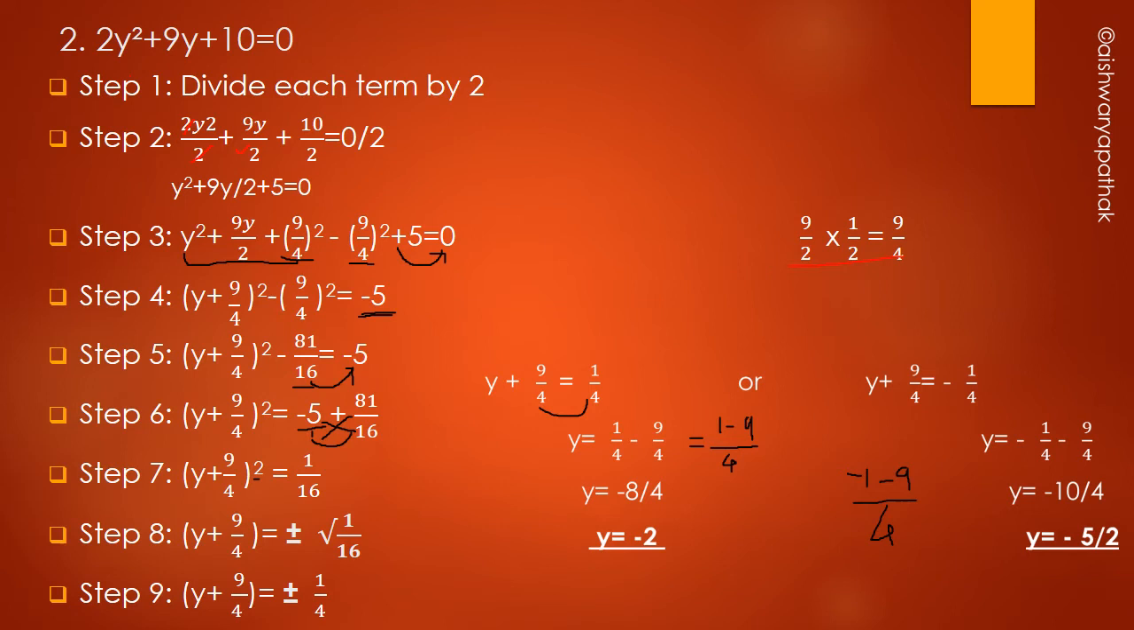Now in step 8, what you have to do? To remove this square sign, you have to take the under root sign to the other side. So plus minus under root 1 upon 16. Okay. Now what you have to do? You have to take it one time with plus and one time with minus. So let us see.